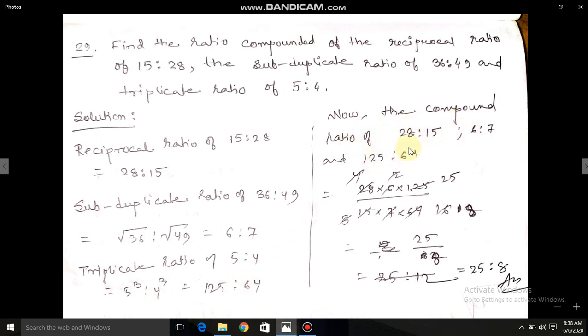Now in the previous day we have learned we'll have to multiply all the numerators divided by all the denominators. Okay, so you see 28 into 6 into 125 divided by 15 into 7 into 64. So just cut everything, you get 28 by 8, 25 by 8, that is the ratio is 25 is to 8. Okay, so this is the answer. So I hope it's clear.